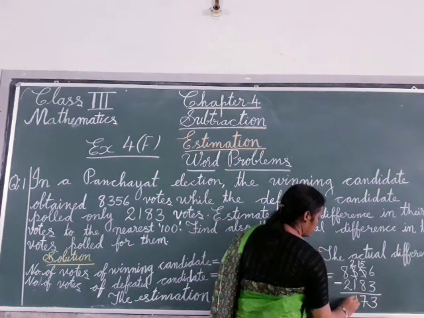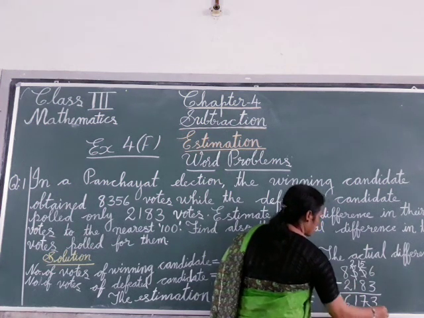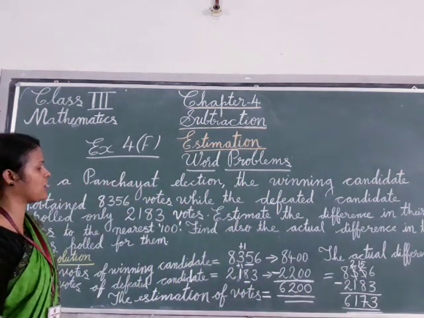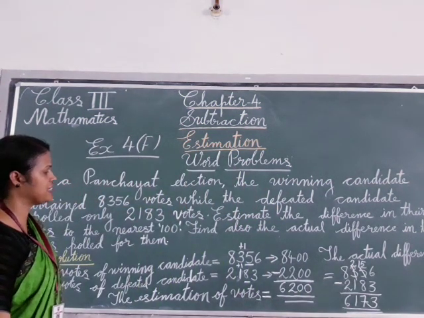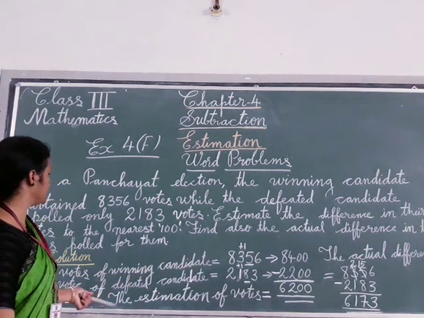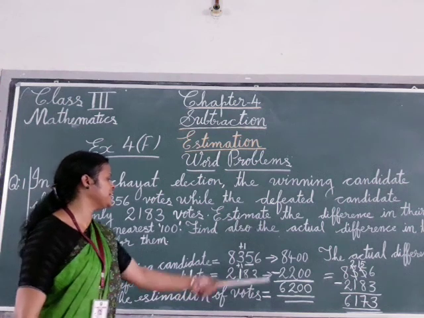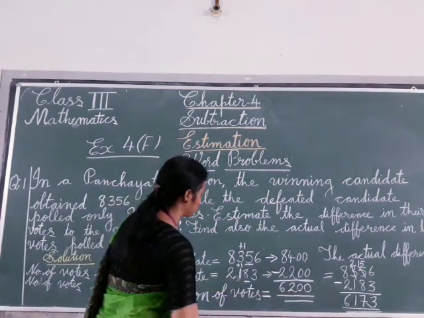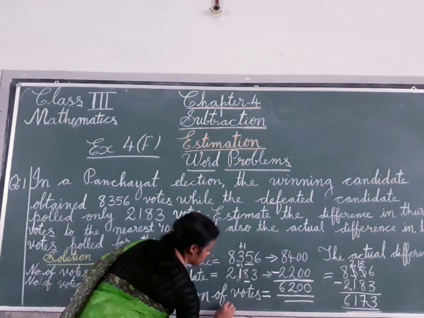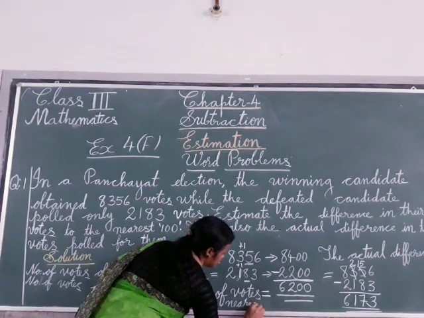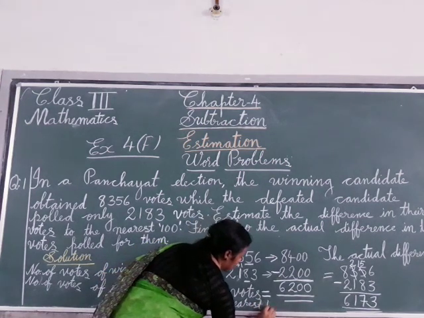8 minus 2, 6. So the actual difference is 6,173, and the estimation of votes to the nearest 100 is 6,200, nearest 100.